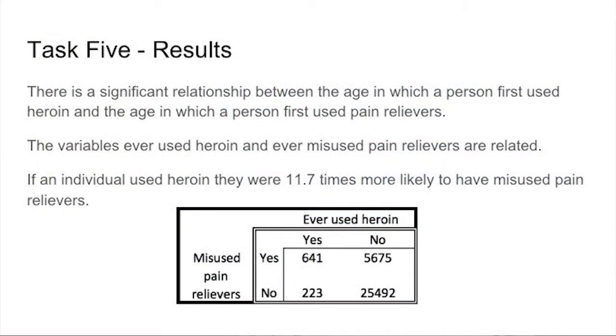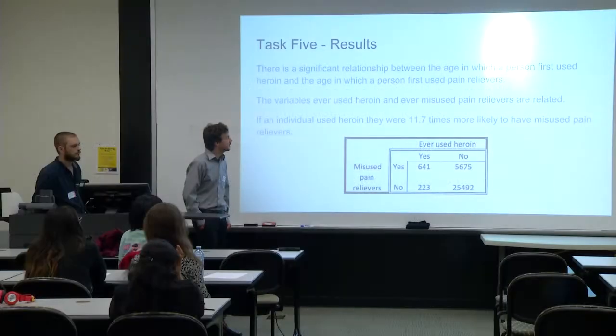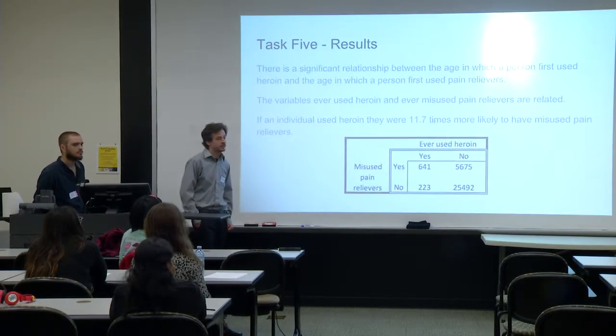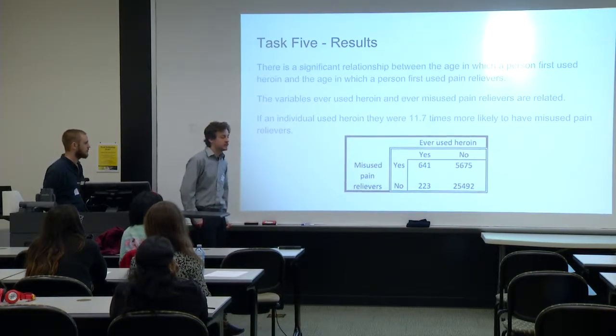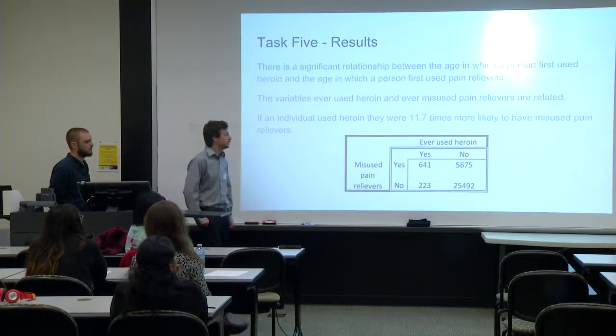So for some of the results, we found that there is a relationship between the ages. There's also a relationship between ever using heroin and ever misusing pain relievers. So when we ran the relative risk, we found that somebody who has used heroin is almost 12 times more likely to have misused pain relievers.